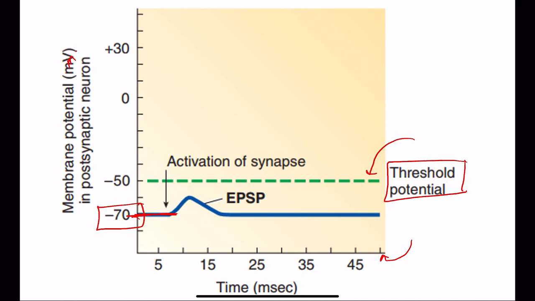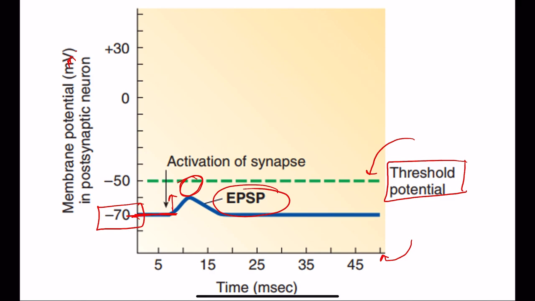But here you see what is happening. Because of the signal coming from the presynaptic neuron, there is EPSP, excitatory postsynaptic potential, that is changing the potential towards the positive side, but this EPSP is not leading to an action potential, remember. So this is a graded potential occurring which is not able to generate the action potential.